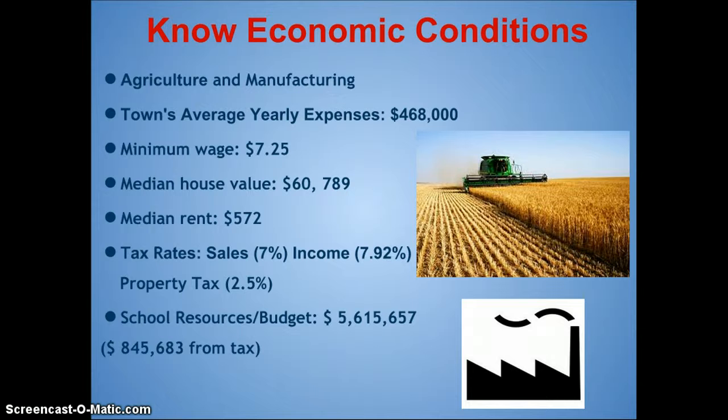The school resources or budget is $5,615,657, and from tax $845,683. This is a farming community. Like I said earlier, there are several factories in the two slightly larger neighboring towns. There are a few service workers, not many. There is one bank with assets of $109.8 million and deposits of $90.7 million, and this bank's specialty is agriculture.